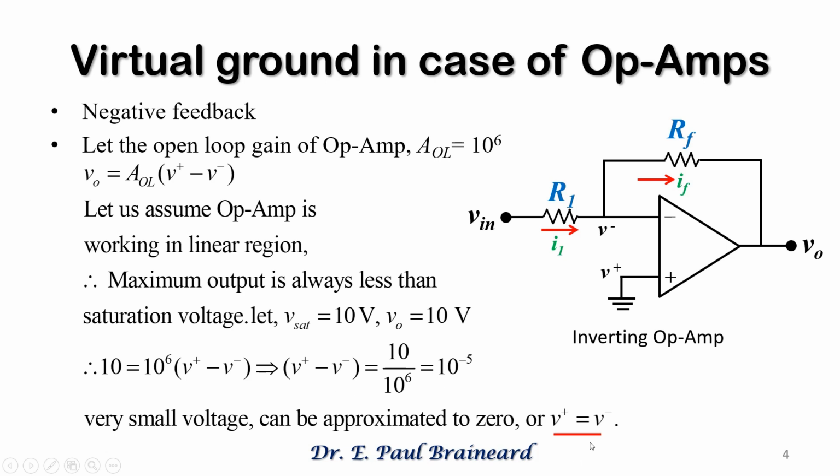That is, the voltage at the inverting terminal is equal to the voltage at the non-inverting terminal when the op-amp is working in the linear region with negative feedback. Here non-inverting terminal is at ground potential. Therefore, the inverting voltage also is at ground potential. Let me repeat one more time. The voltage at the inverting terminal is equal to voltage at non-inverting terminal when the op-amp is working in the linear region with negative feedback.